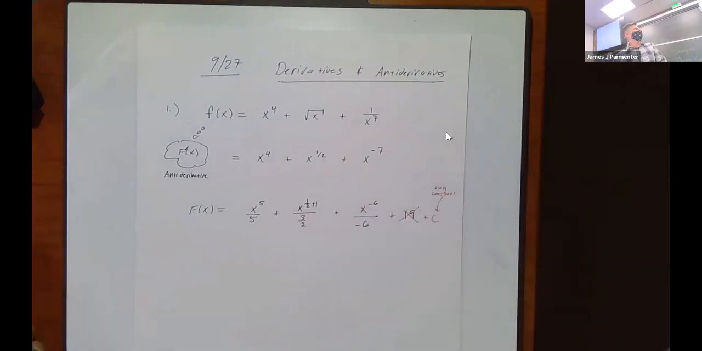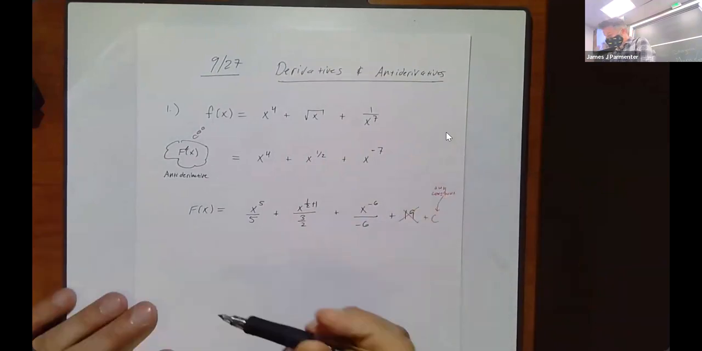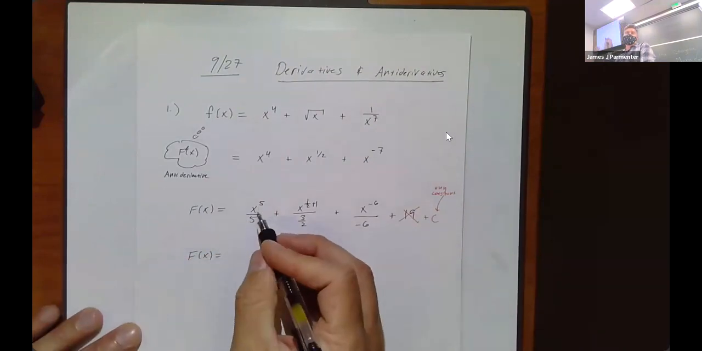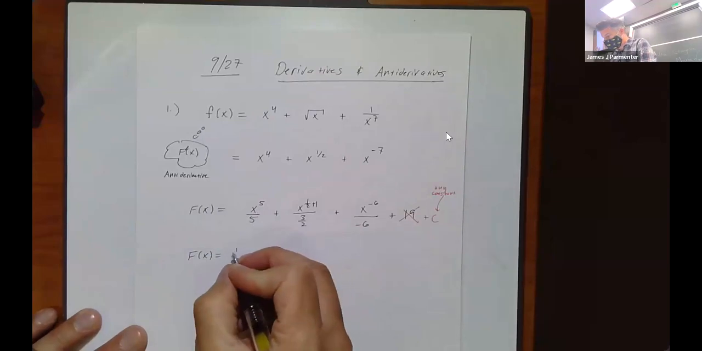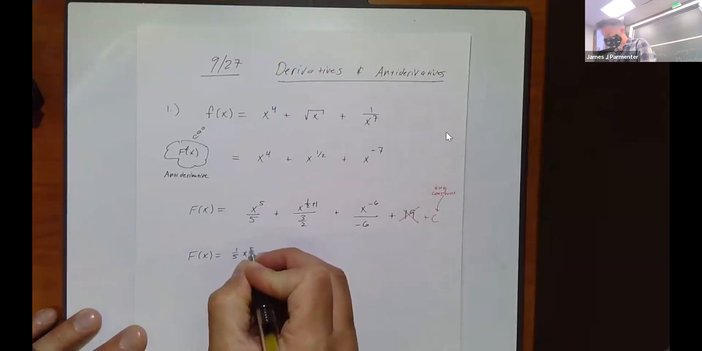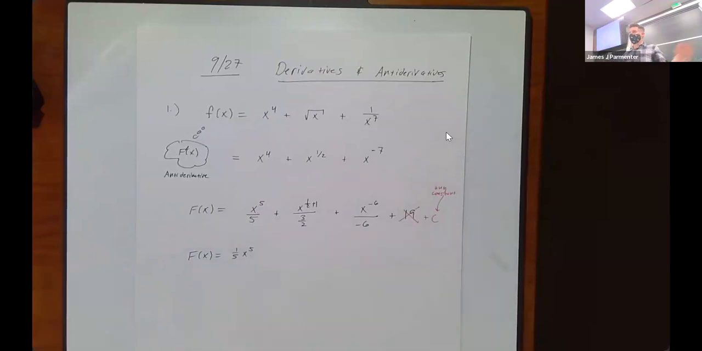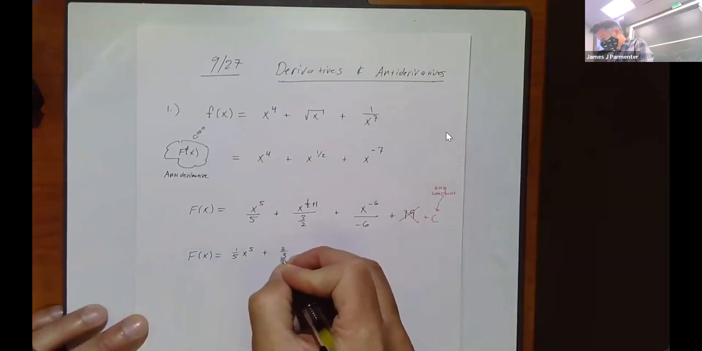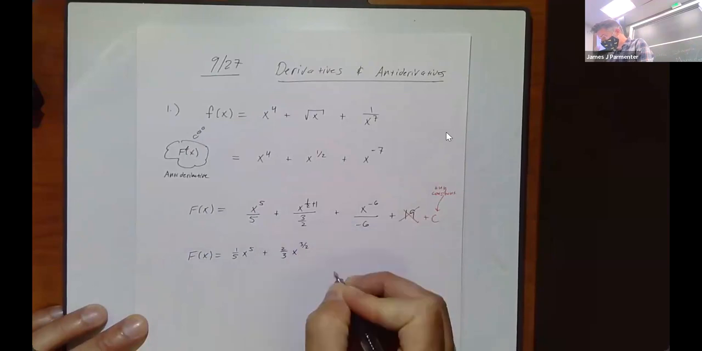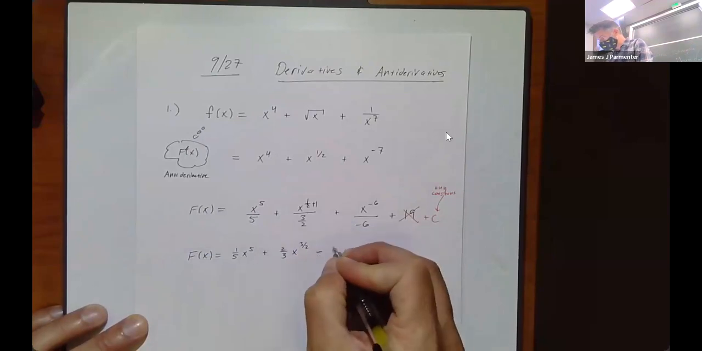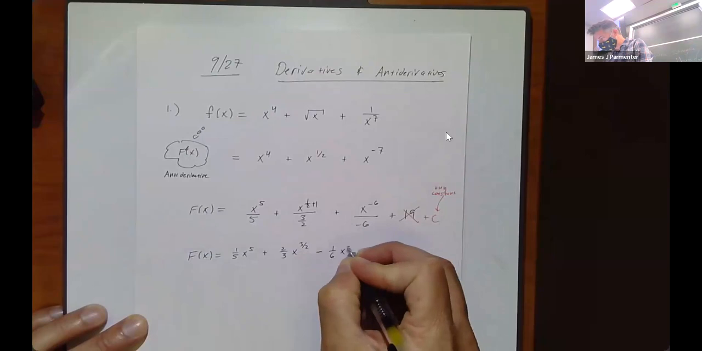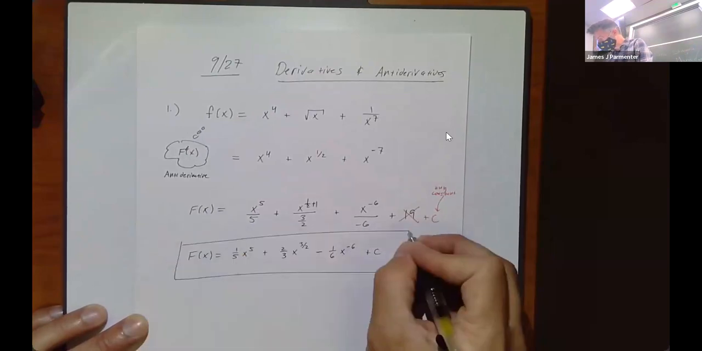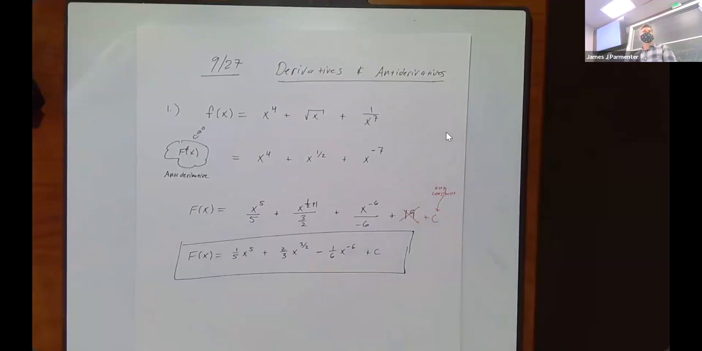So now let's make this look a little less terrible. We're going to write this as capital F of x is, you can either write this as x to the 5 over 5, or you can write it as 1/5 times x to the 5th. Either way is really totally legitimate. Here, I'm going to write this as 2/3 x to the 3/2, and here, minus 1/6 x to the negative 6. Let's see. That is my antiderivative of this function.